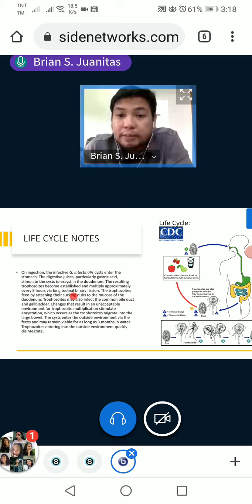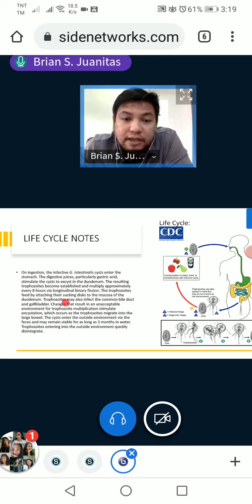That is its way to multiply. If you notice here in the picture, class, from cyst to trophozoite, and then it will divide by binary fission. Okay, one becomes two every 8 hours. One parasite, or one trophozoite, becomes two every 8 hours. Take note, every 8 hours. That is how fast one Giardia intestinalis trophozoite multiplies. Okay? So again, as we said, only the trophozoite is capable of multiplication or binary fission.